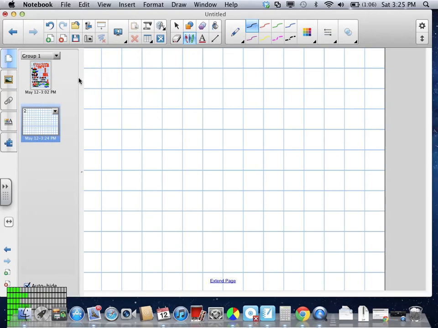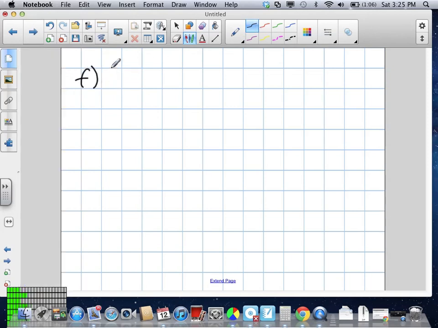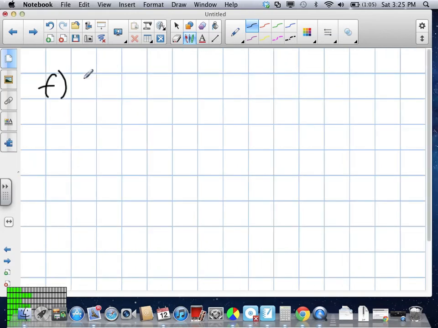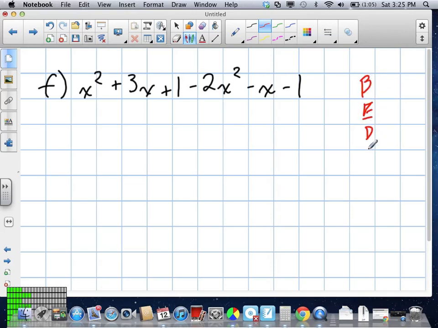Okay, so this one, question F, states: x squared plus 3x plus 1, negative 2x squared, negative x, and then negative 1. Good. All right, what are the rules we have to follow? What's that acronym? BEDMAS. So let's talk about it.